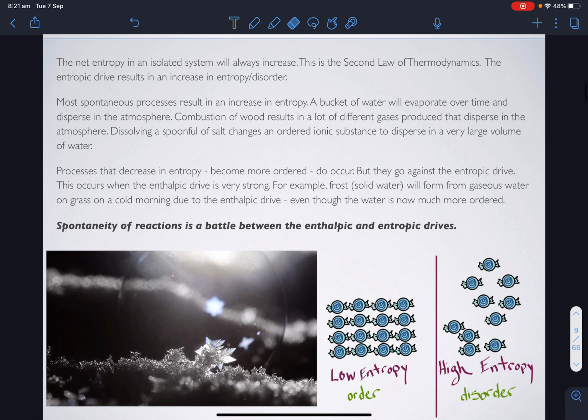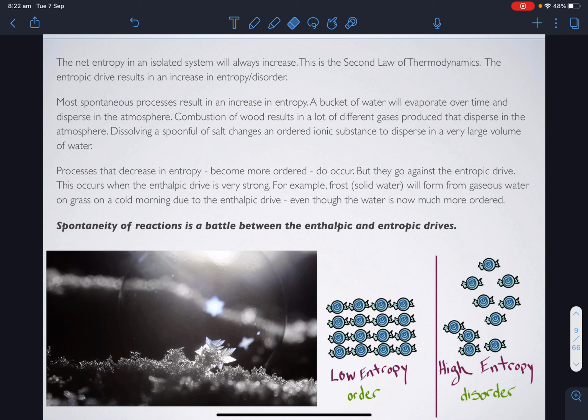All right. The net entropy of an isolated system will always increase. Okay, we're going to a more formal definition, and this is linking to something beyond this course, the laws of thermodynamics, or how heat and energy behave. So if you have an isolated system, remember, we haven't really talked about an isolated system. An isolated system cannot exchange matter or energy outside the system. Okay, so if you have a completely enclosed space for matter and energy, the entropy within that will always increase. Okay. Oh, look, I said it there. The second law of thermodynamics. Thanks, past Mr. Roberts. So the entropic drive results in an increase in entropy, or disorder.